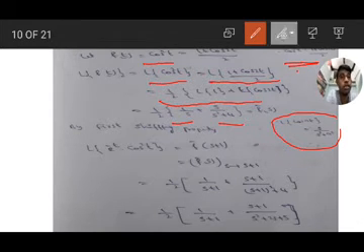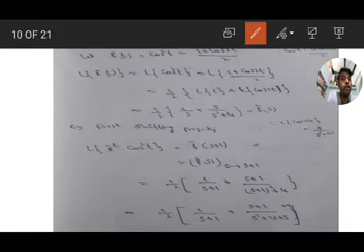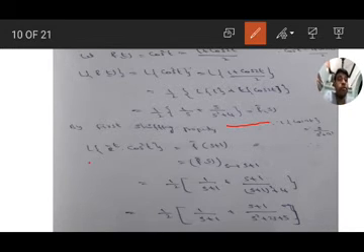Means the Laplace transform of cos square t is 1 by 2 times 1 by s plus s by s square plus 4, that is f bar s. So by first shifting theorem, L of e to the power of minus t cos square t, e to the power of minus at means f bar of s plus 1, a equal to 1 here.